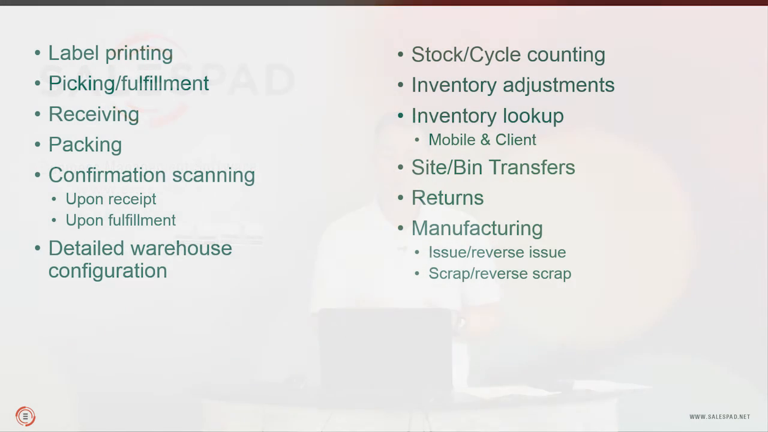There's also returns functionality, so basically like receiving in a return. And then there are some manufacturing tools. We're continuing to build the product out and there's going to be more and more functions on the manufacturing side of things. But some of the transactions that it supports now are the issue and reverse issue, and the scrap and reverse scrap. So those are some of the features. Again, we'll look at them as we go into the actual demo of data collection.